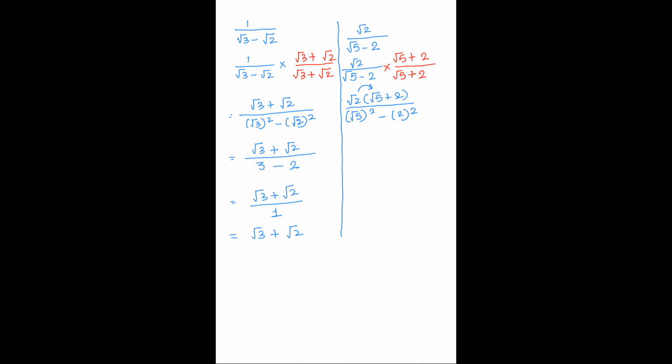So if you multiply the numerator and open the bracket, you're going to get root 10 plus 2 root 2, the whole upon root 5 square turns out to be 5 minus 4, and 5 minus 4 is 1. So root 10 plus 2 root 2, the whole upon 1, as good as root 10 plus 2 root 2. So this is the answer. So we have rationalized the denominator.